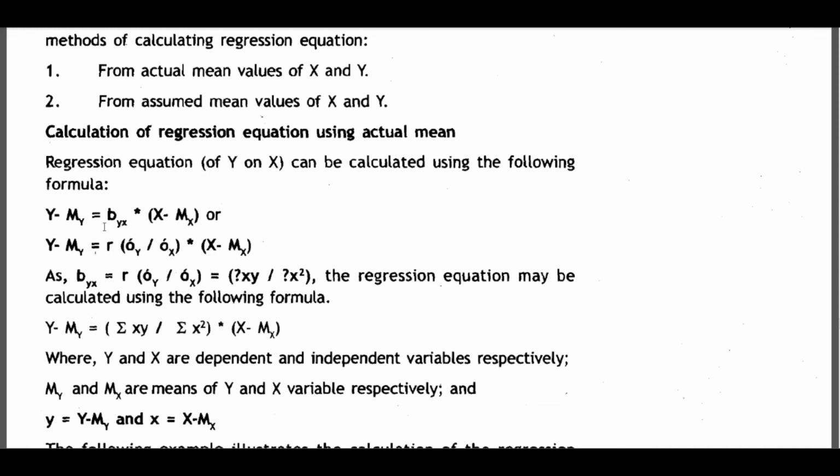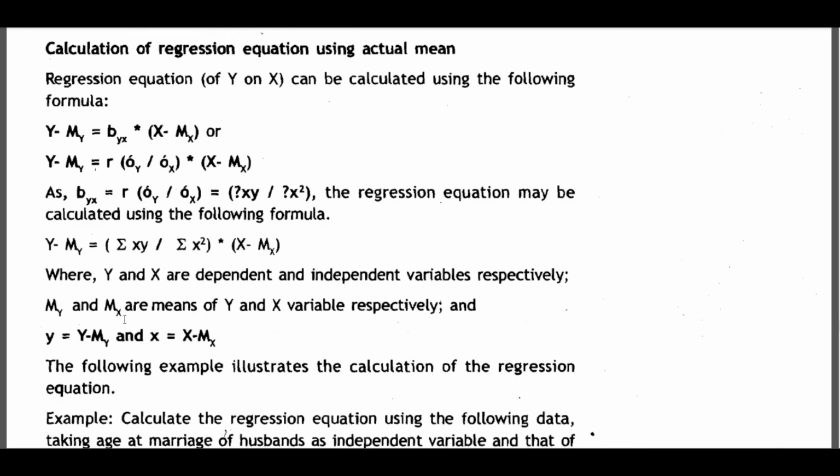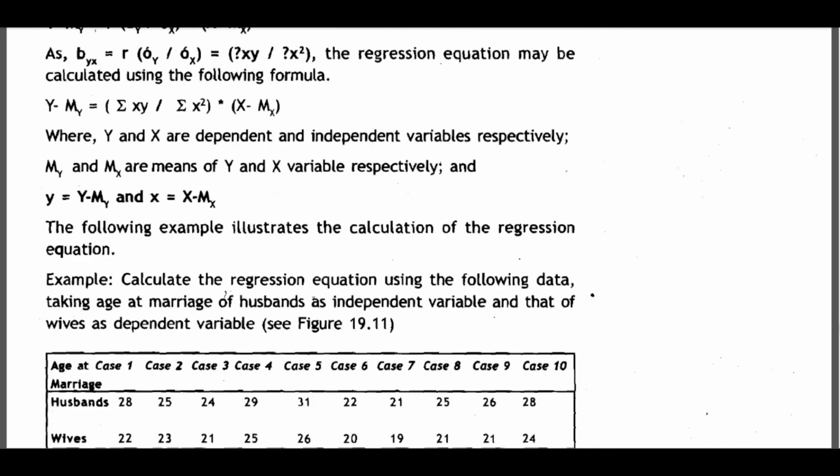Y minus my is equal to by into x minus mx, or the other one with the standard deviation also given. So the regression equation may be calculated using this formula, and you know all the values, where x and y are independent and dependent variables respectively. Then mx and my are means of x and y variables respectively.